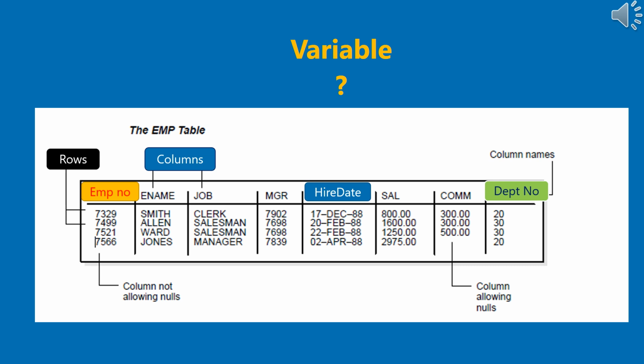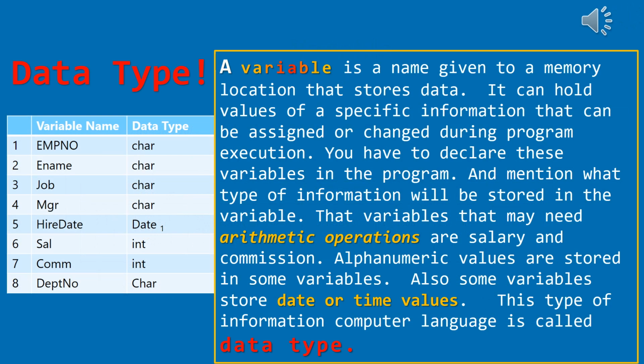In computer programs, we call them variables, because information is stored there temporarily. A variable is a name given to a memory location that stores data. It can hold values that can be assigned or changed during program execution. You have to declare these variables in the program. You have to mention what type of information will be stored in the variable.